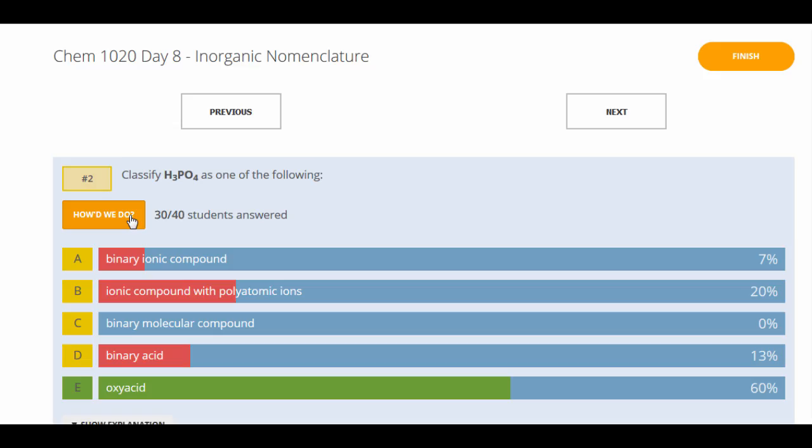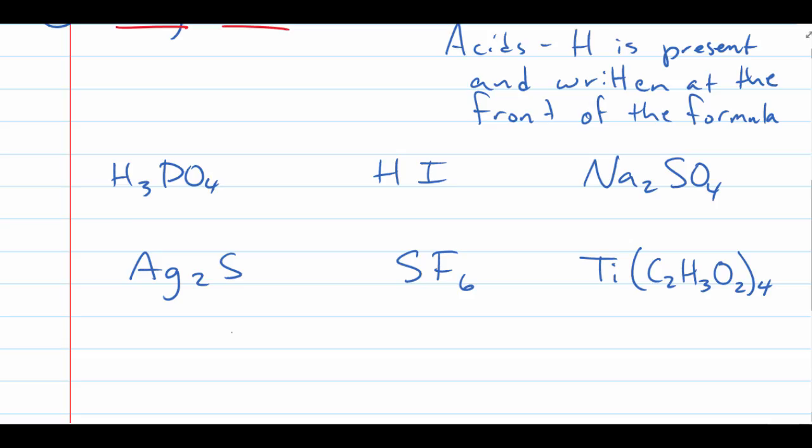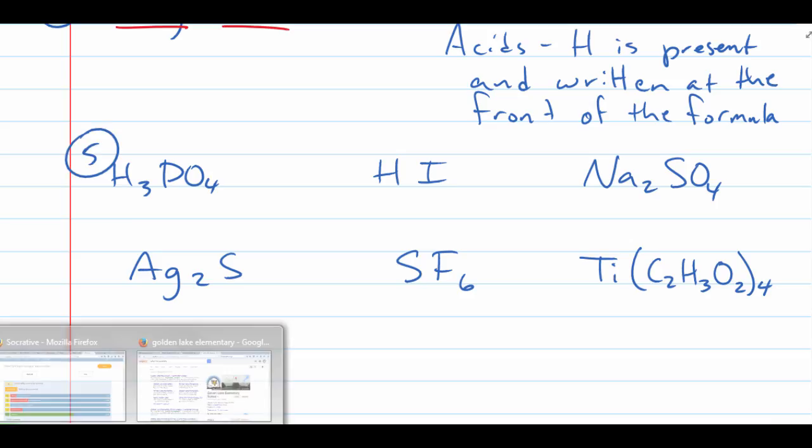And this here is an oxyacid. It's an oxyacid because it contains the element hydrogen written at the front of the formula, and it also contains oxygen, which makes it an oxyacid. Any questions on this one? Okay, so this here is number 5. We go to the next one.